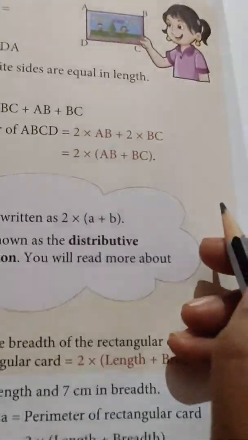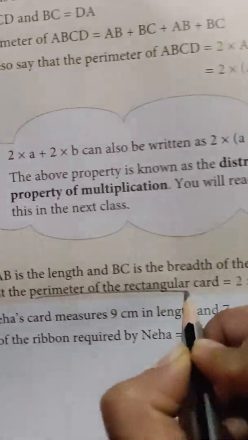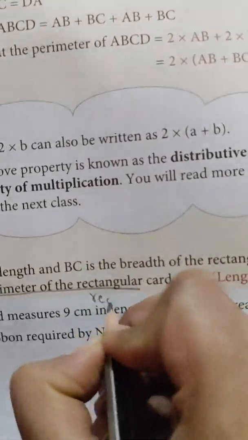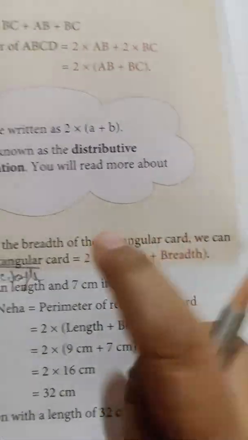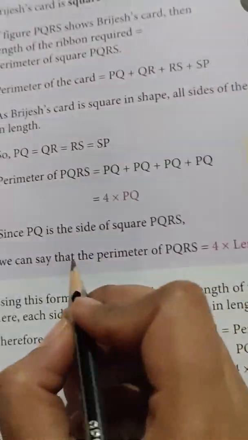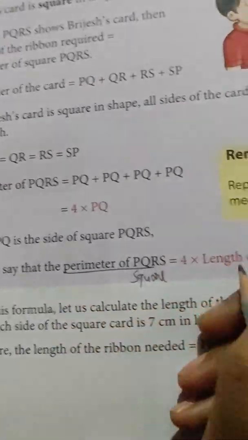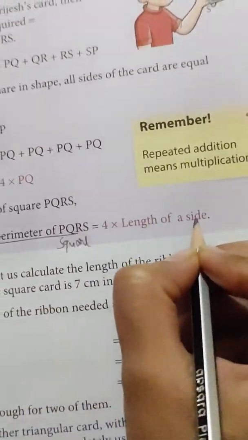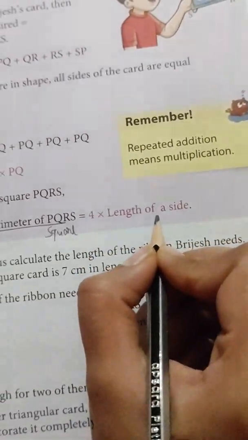Before the exercise we have to learn the formulas. Okay, so this is given to you. Perimeter of a rectangle is equal to 2 multiply length plus breadth. Okay, 2 multiply length plus breadth. And the perimeter of a square is 4 multiply length of a side. Okay, so any length of the side that will be given, you will be multiplying with 4.